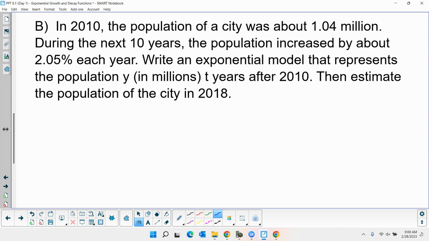In 2010, the population of a city was about 1.04 million. During the next 10 years, the population increased by about 2.05%. Write an exponential model that represents the population in millions T years after 2010, then estimate the population for 2018.